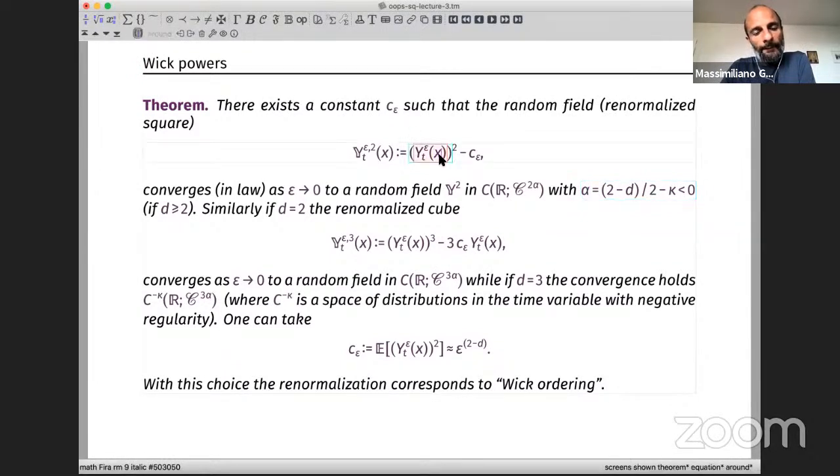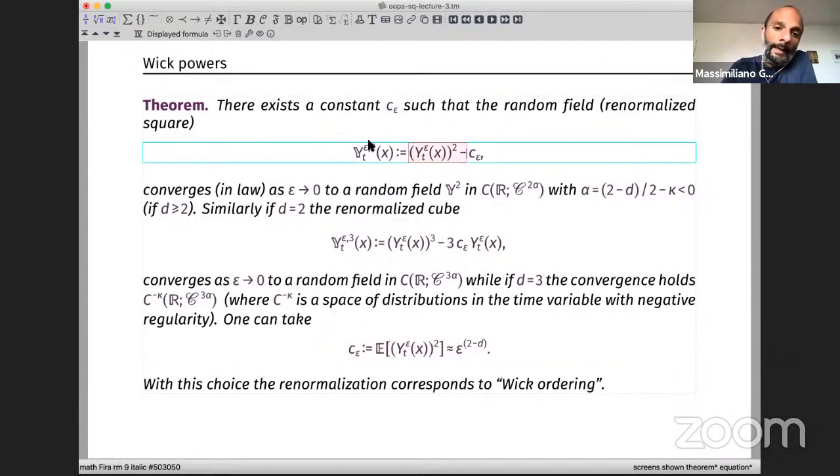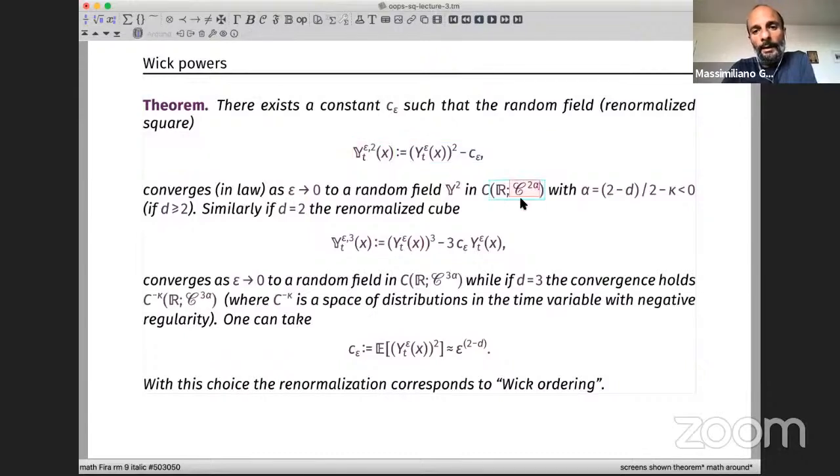And what happens to nonlinear functions? So I will consider only the square and the cube. What happens is that the square will not converge, it will diverge to infinity, and you have to compensate for this divergence by subtracting some diverging constant, which could be chosen to be the mean of the Gaussian free field squared, for example. And then when you subtract this diverging constant, the residual object, which is the renormalized square, converges in a space of functions which are continuous in time, and in a space of negative regularity.